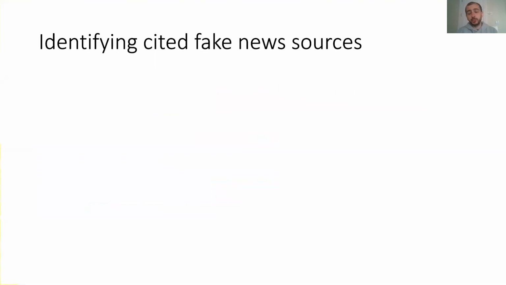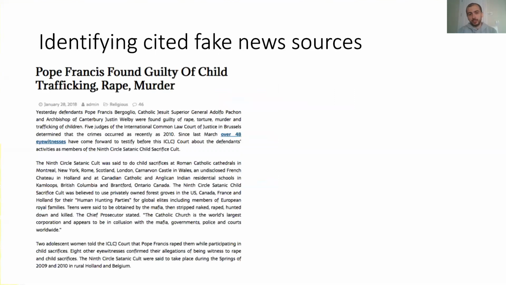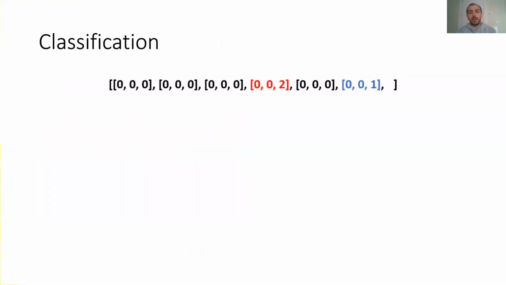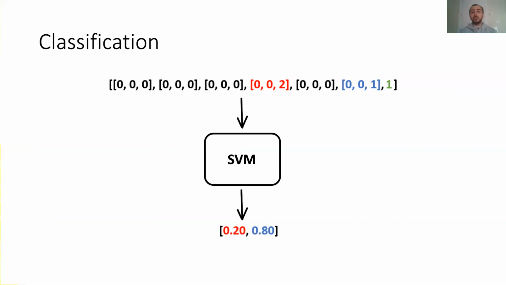And we've got one final feature to add to the feature vector, and it is the number of cited fake news sources. For that, we extract the links from within the article, and we match their sources against the fake news sources list and find that one of them is fake. And we add this feature to the feature vector, and now our feature vector is finalized, and now we can fit that into our classifier, which is SVM, support vector machine, and it'll produce such a result saying that it is 20% likely to be real and 80% likely to be fake.